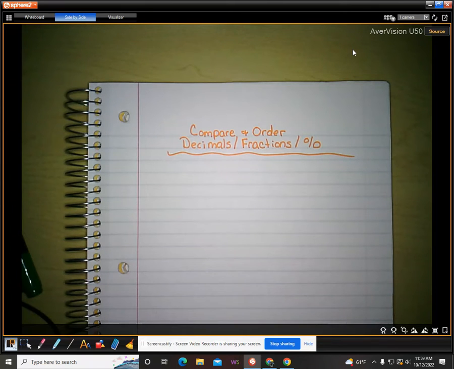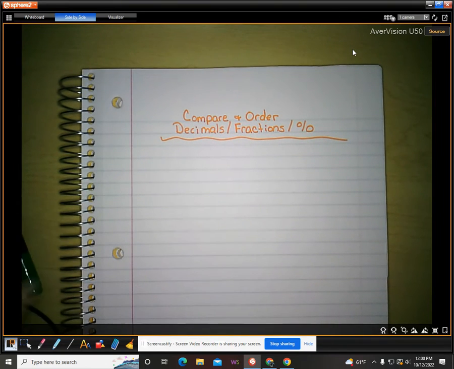Here we go. Okay, so yesterday we looked at putting decimals in order. Smallest to biggest, biggest to smallest, or just comparing two of them. You will need that for what we're doing today.